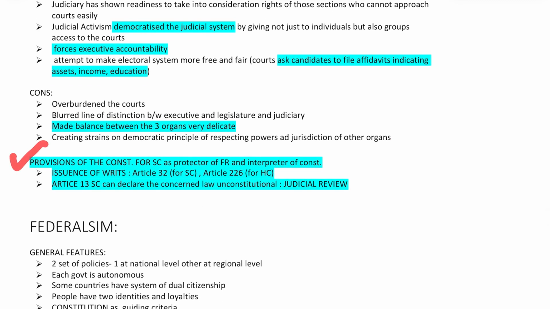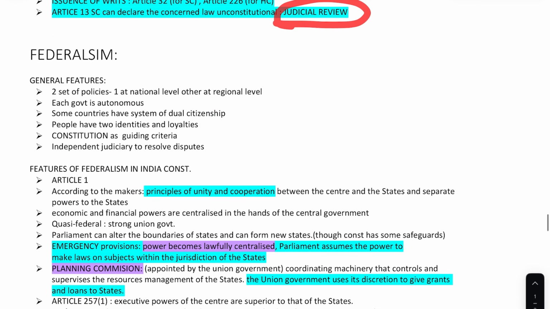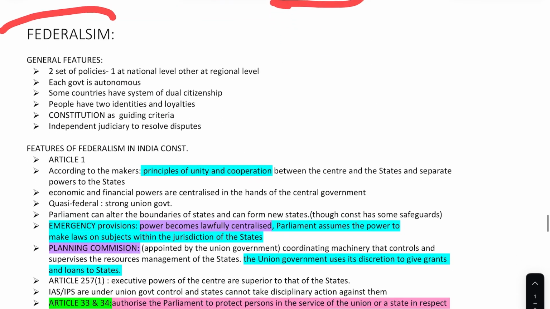The provisions of the Constitution for the Supreme Court as protector of fundamental rights and interpreter of the Constitution. These powers have been given by the issuance of writs: Article 32 for the Supreme Court, Article 226 for the High Courts. Then Article 13 says that the Supreme Court can declare the concerned law unconstitutional if it is in violation of the fundamental rights. So this is also one of the interpretations in order to give effect to the idea of judicial review. Then moving on to federalism.